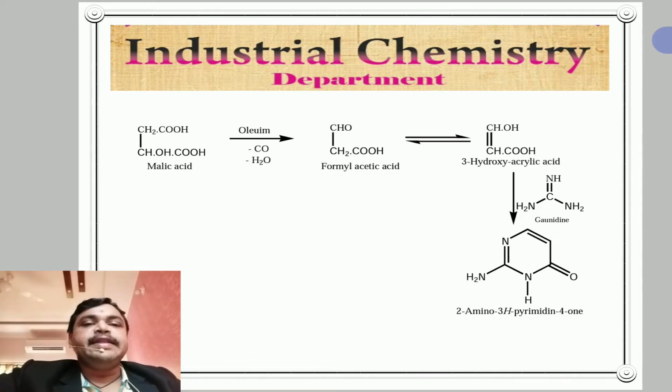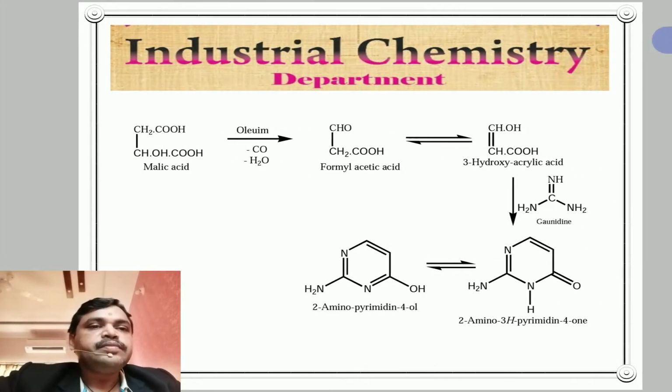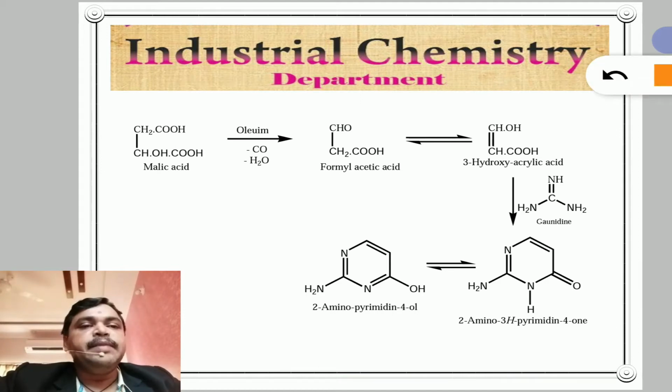First of all, in this synthesis, we synthesize 2-aminopyrimidine. So this is the 2-amino 3-hydropyrimidin-4-one. Now we rearrange this, and on rearrangement it gives 2-aminopyrimidin-4-ol.